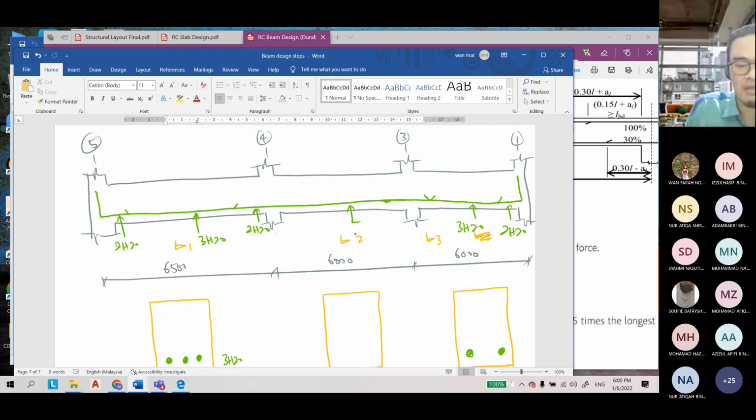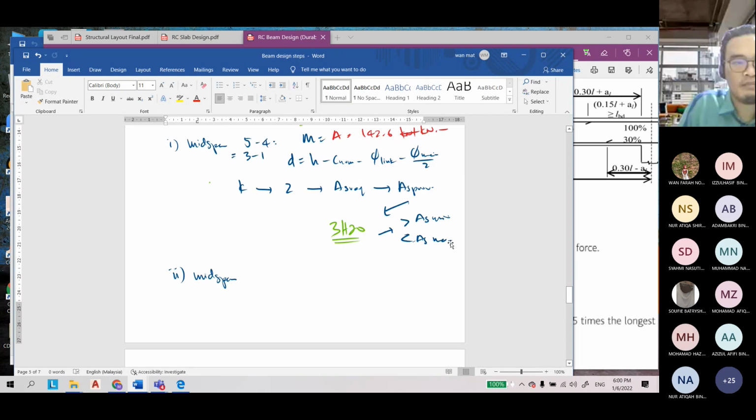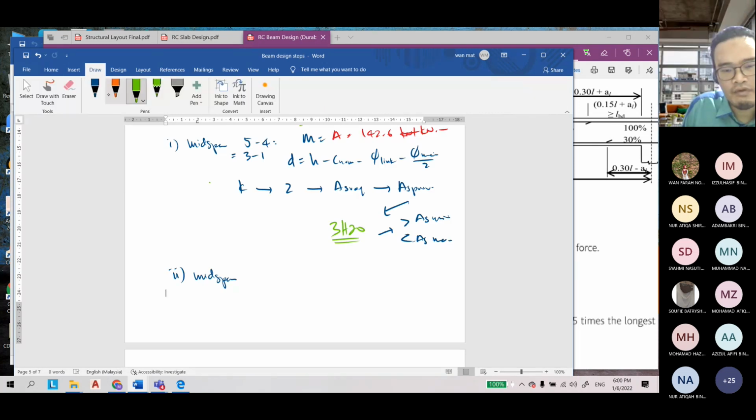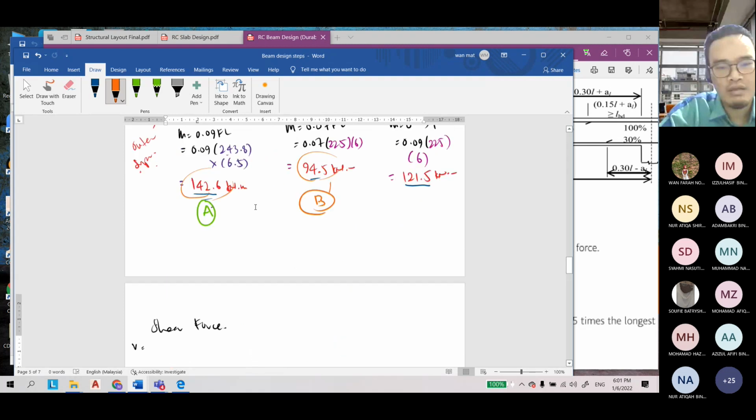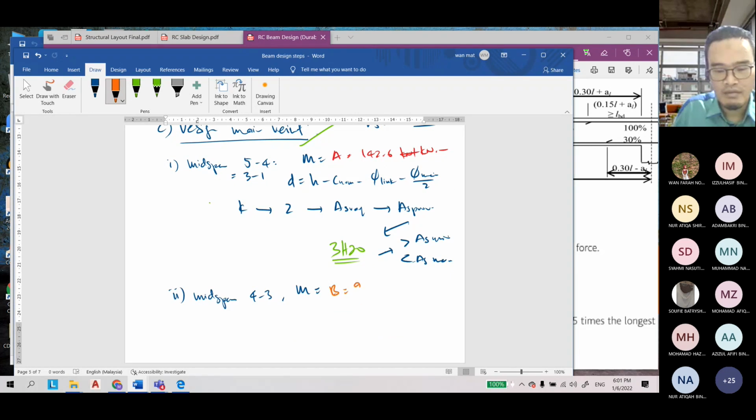Then you calculate based on the B. Okay. So the B mid-span, 4 to 3. Bending moment is equal to B equal to here 94.5 kilonewton meter. So as usual, you just calculate the D, and then you calculate the K, and then you calculate the Z, and then AS required, and then go to AS provided.